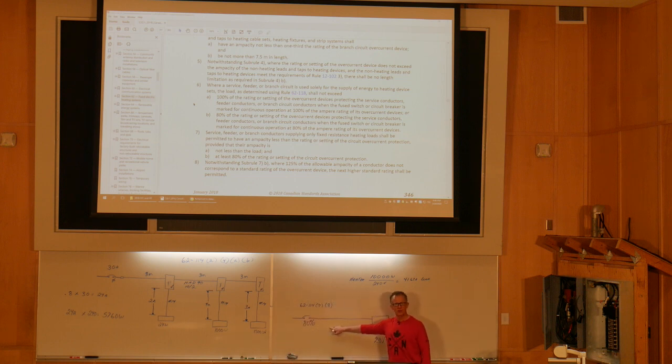80% rated circuit breaker, all right? So now we have to comply with 6B, where it says, where a branch circuit is used solely for the supply of energy to a heating device, the load, as determined using Rule 62-118, shall not exceed 80% of the rating of the overcurrent device protecting the service conductors, feeder or branch circuit.